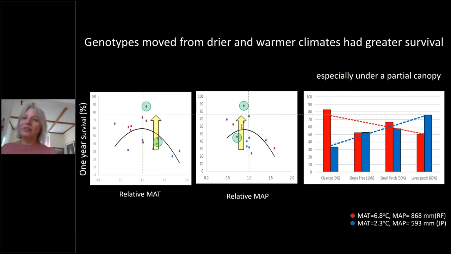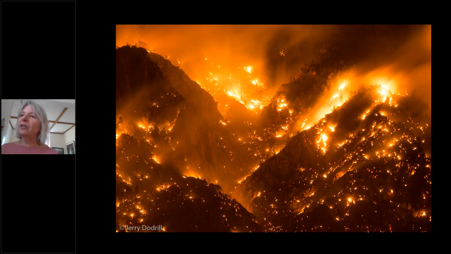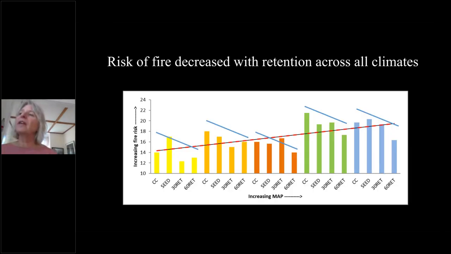I want to say, in my final remarks here, that this project and these ideas about retaining old trees is not just important for carbon and regeneration, but also for fire resistance and fire risk in our forests, which we are all dealing with. And what we found in looking at fire risk in our different treatments is that fire risk actually goes down with increasing retention. It's because there's less slash on the ground, and these old trees are actually more resistant to fire than young trees.